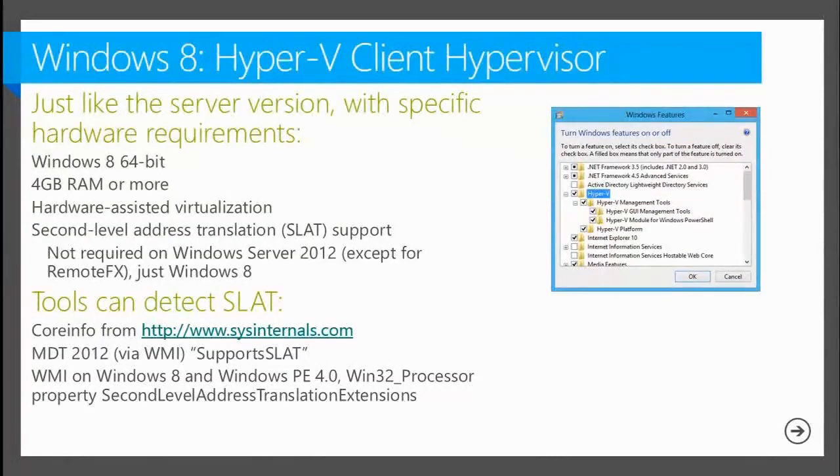So the capabilities required, detecting it is something that we can do once we have a Windows 8 operating system or Windows PE 4.0 on the machine. Once that's in place, we can do that. You can determine that using Win32_Processor, the WMI class, or you can also do that using the Coreinfo tool that we talked about already.